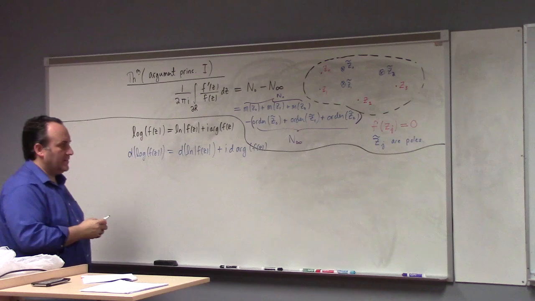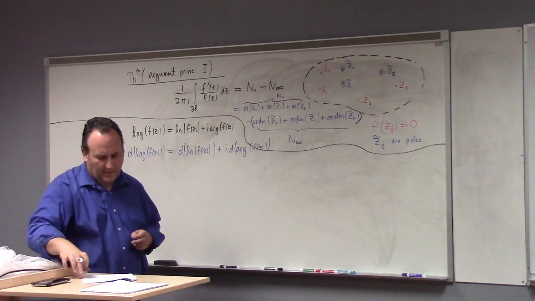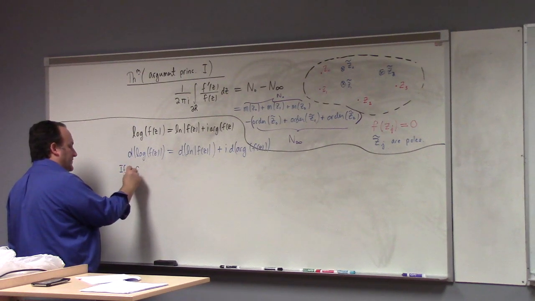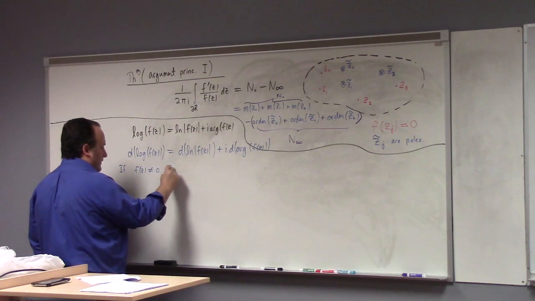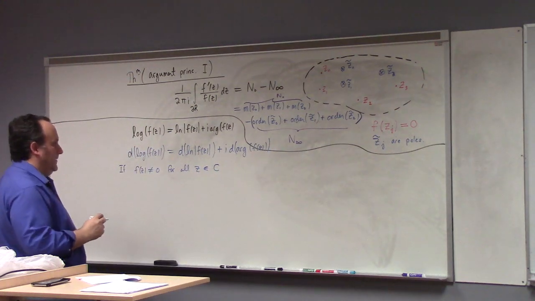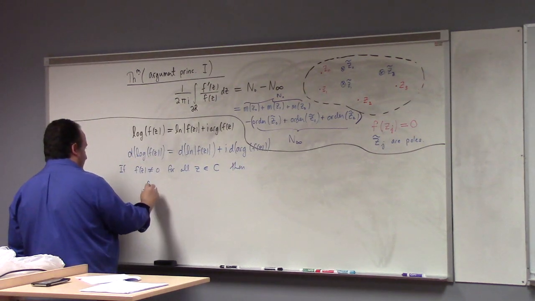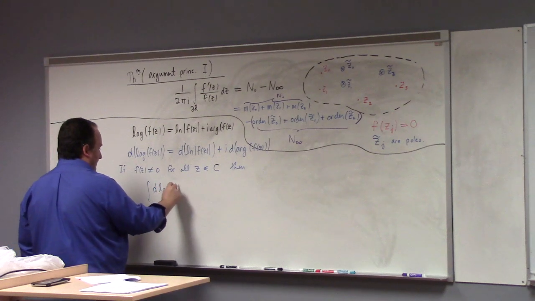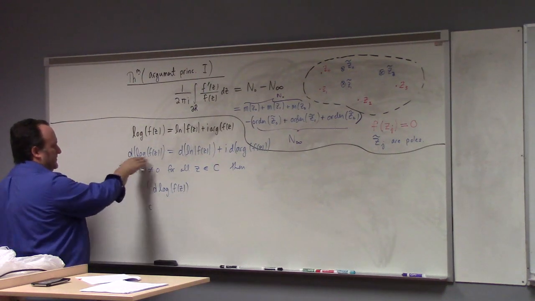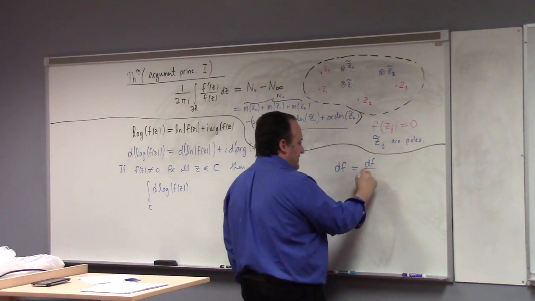All right. Now, if f of z is not equal to 0 for all z on a curve, then if we integrate this thing, by the way, the differential, it's been a while since we talked about this, but the differential is just notation for df dz times dz, okay?